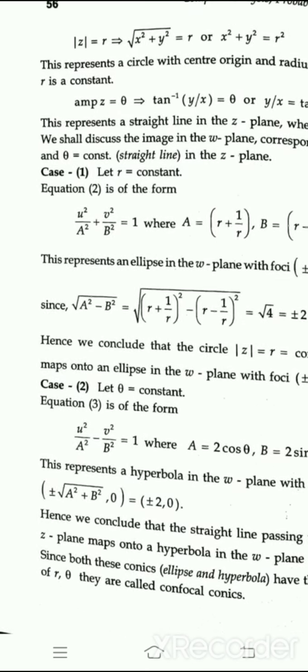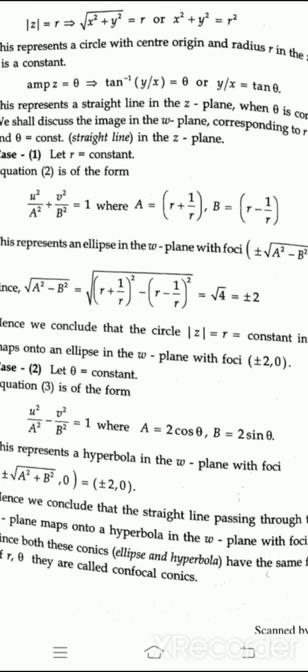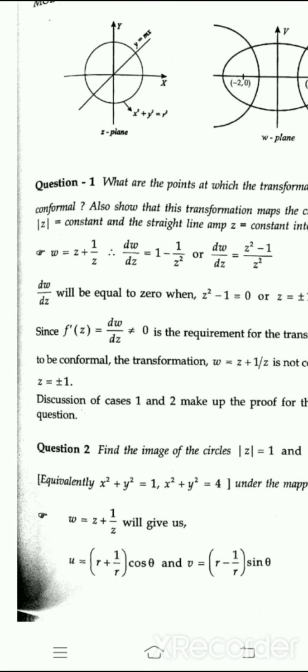Equation 3 is of the form u square divided by a square minus v square divided by b square is equal to 1, where a is equal to 2 cos theta and b is equal to 2 sin theta. Therefore, in the w plane the foci are plus or minus the square root of a square plus b square, comma 0, which is plus or minus 2, comma 0. So these are called confocal conics. These are the related diagrams.